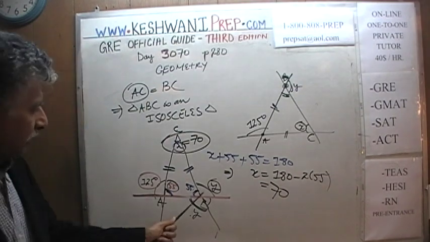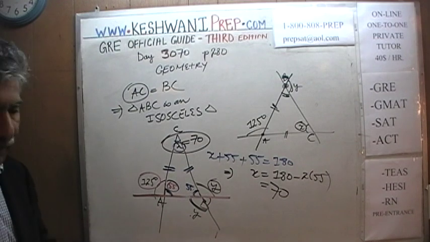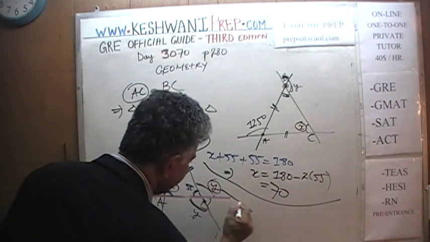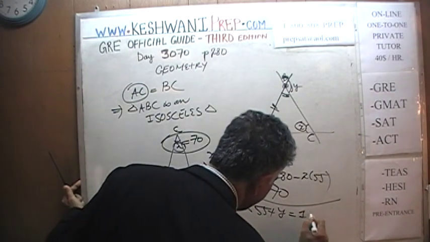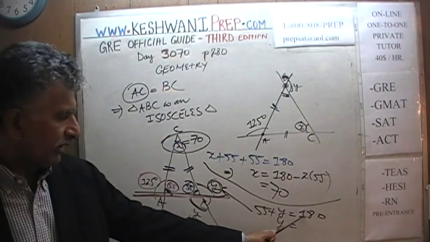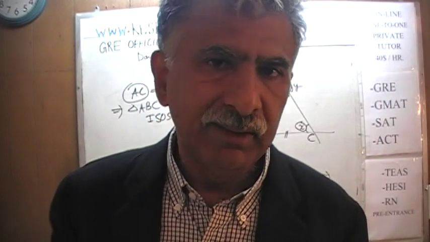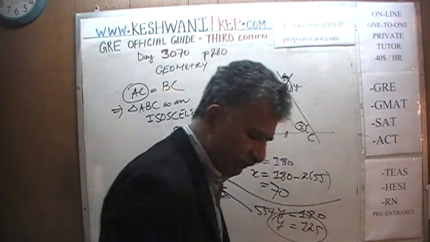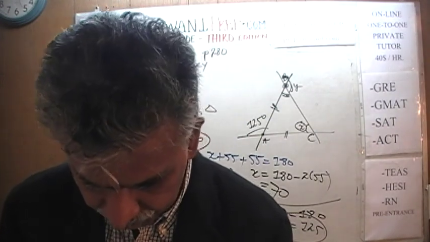X equals 70. How do we find the Y? Y is also very straightforward. This angle is 55, and 55 plus Y has to equal 180, because it's a straight line, and therefore Y would be 180 minus 55. 180 minus 60 would have been 120, and therefore 180 minus 55 is going to be 125. See, what happens is, in a simple problem like this, the more you try to explain, the more annoying it gets. It's very simple, very straightforward. You understand the concept.